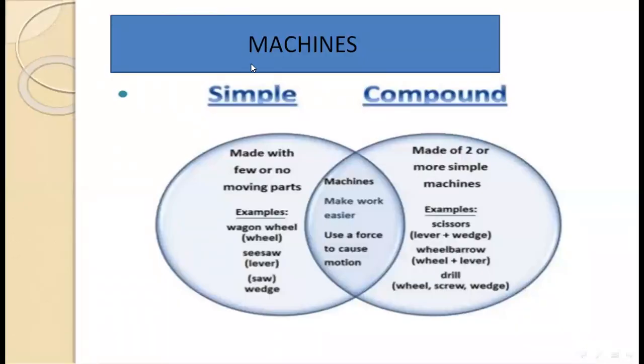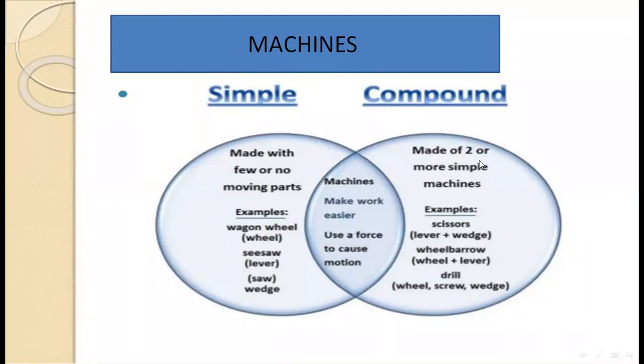Again, here you see two kinds of machines: simple and compound. A simple machine is made with few or no moving parts. Examples are wagon wheel, seesaw, lever, saw, and wedge. In a saw, which type of machine is there? Wedge. In a seesaw, lever, and in a wagon wheel, wheel.